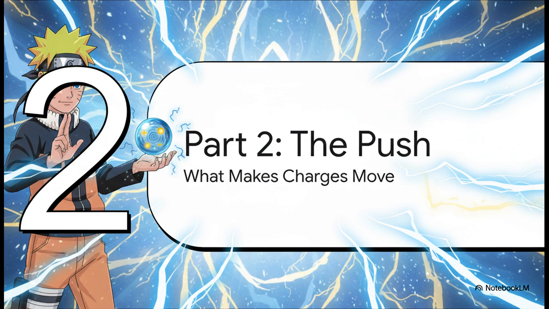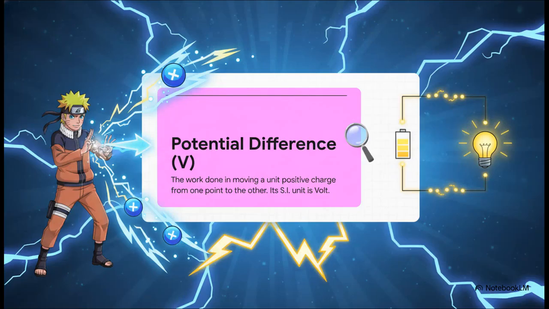Okay, so we've got this flow of charge. But that brings up a really important question. What makes the charges move in the first place? They don't just decide to go for a jog on their own. They need a push. And that brings us to our second key idea. That push has a technical name, potential difference. But you and I, we know it as voltage. Just think of it as the electrical pressure that gets the current moving.